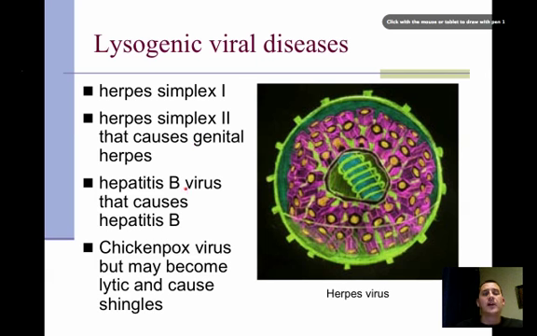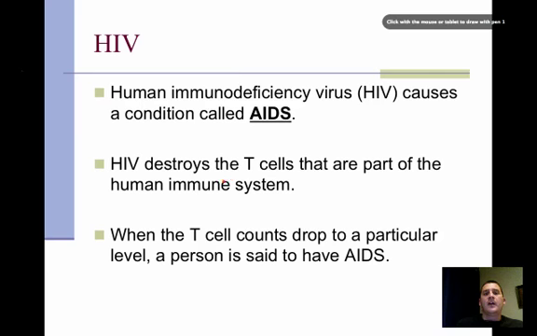Hepatitis B is also a virus. It's caused by the hepatitis B virus. Chickenpox is a virus. It is usually lysogenic, but some of the time it can become lytic, which causes shingles, which is a lot more dangerous for you to have than chickenpox. Most of y'all don't know what chickenpox is because there's a vaccine for it now, and we're going to discuss what vaccines are in a few more slides.